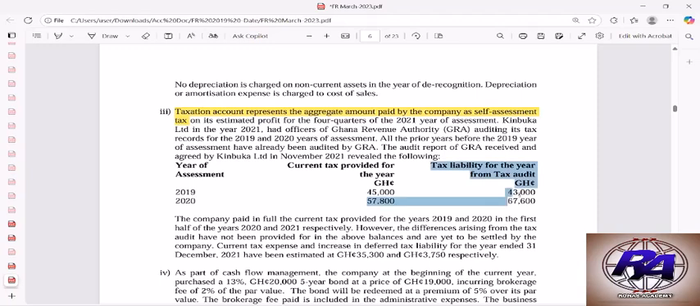But this is what they must pay. So based on these two, you should be able to determine whether it's over provision or under provision for these two. Because this is what the tax authorities are saying they must pay, but this is what they actually made provisions for. So based on these two, we can see that for the first one, what we paid is more than what the people are demanding that we pay.